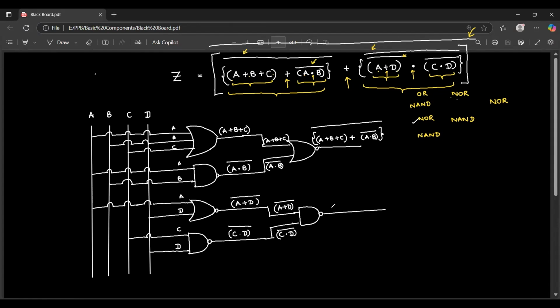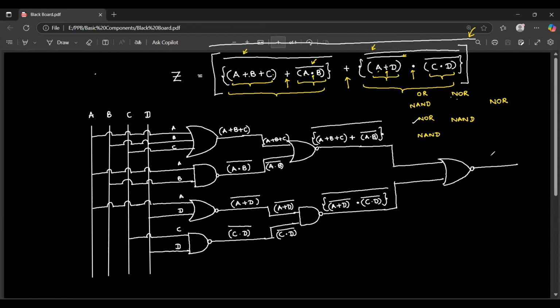That's it. So what will be the output? That will be ((A plus B) whole thing bar dot (C dot D) whole thing bar) whole thing bar. Okay, and then these two are finally meeting with a NOR gate, the final, third layer of gates. So it passes them through the NOR gate.